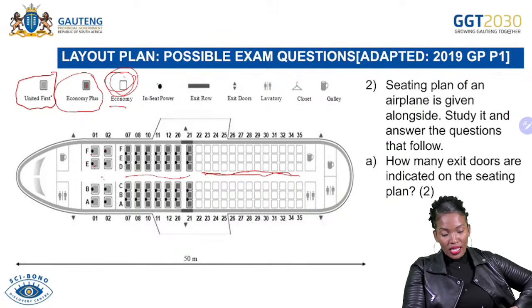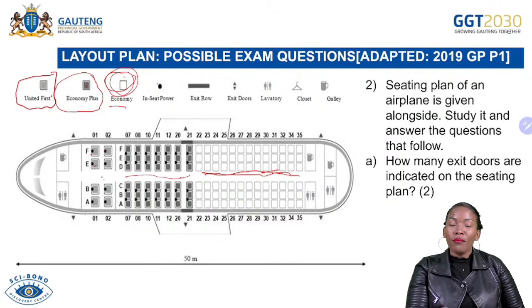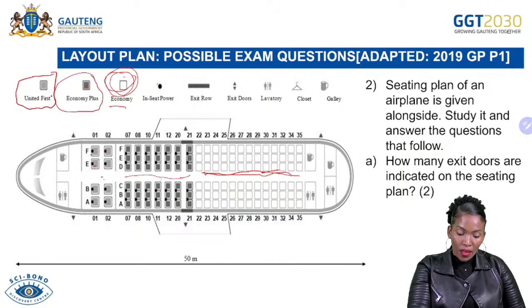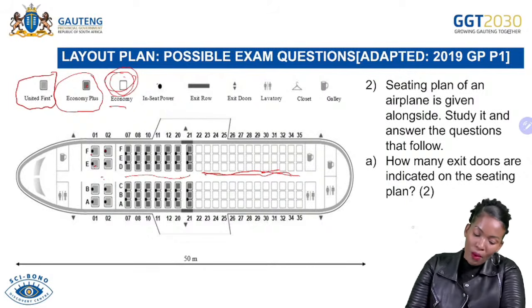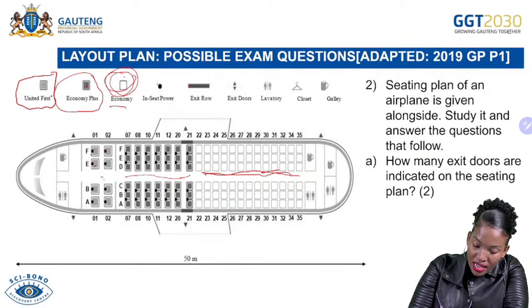You can see that the economy class doesn't have the in-seat power. It's only the Economy Plus and the United First that have those in-seat power. And when you see this thick solid line, it means it's an exit row. If people want to exit, that is where they will be walking. So this is the exit row.